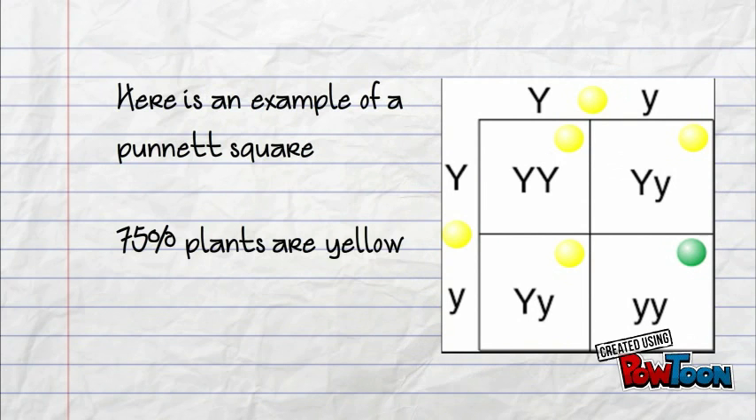Here we see an example of a Punnett square. We're talking about pea plants. In this particular example, 75% of the plants are yellow, or 3/4, and 1/4 are green.